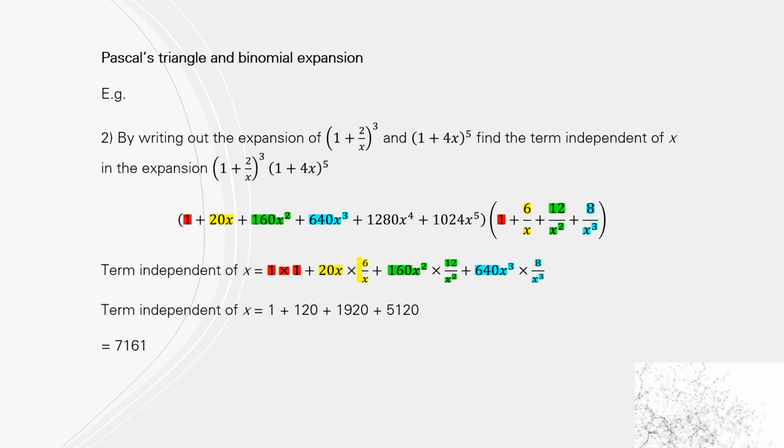So just focusing on those, we just want the coefficients because the x's cancel each other out and therefore are independent. So you get 1 times 1 is 1, 20 times 6 is 120, 160 times 12 is 1920, and 640 times 8 is 5120. And the addition of those is 7,161. And that's the term independent of x.